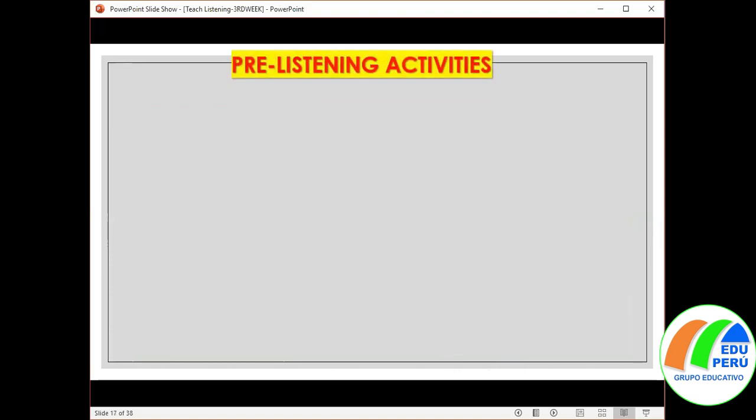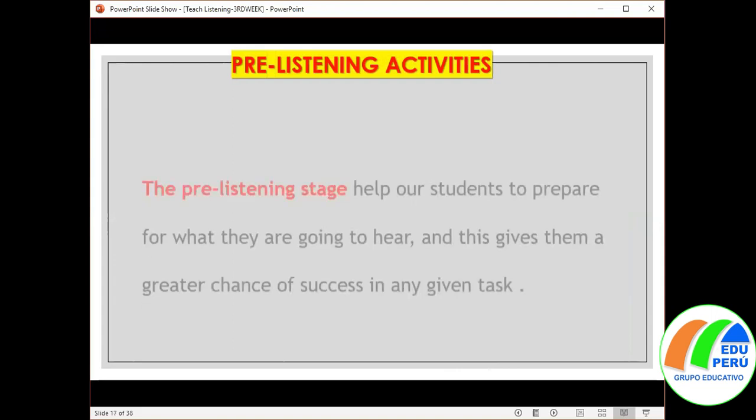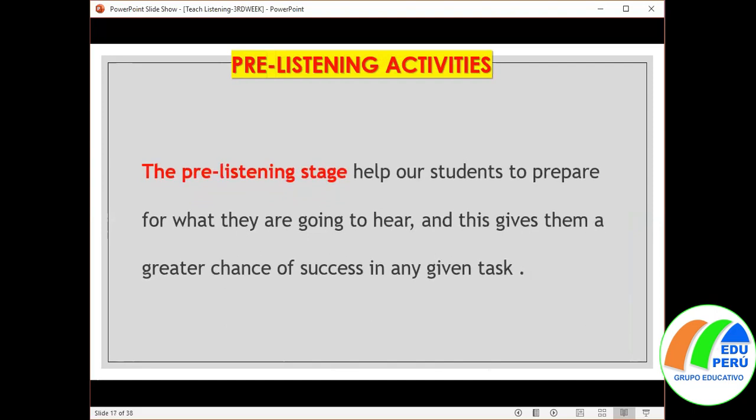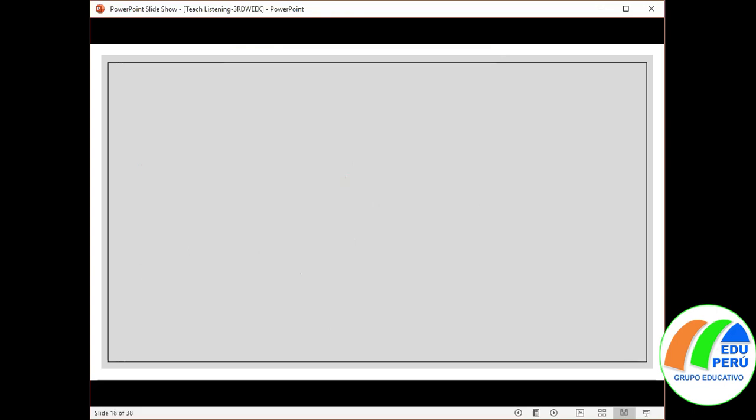And today we're going to talk about these activities. What kind of activities can we use in the pre-listening stage? Remember, the pre-listening stage helps our students to prepare for what they are going to hear, and this gives them a greater chance of success in any given task.